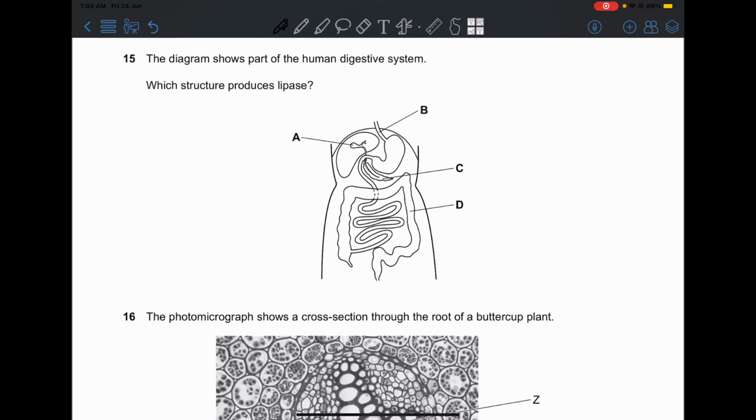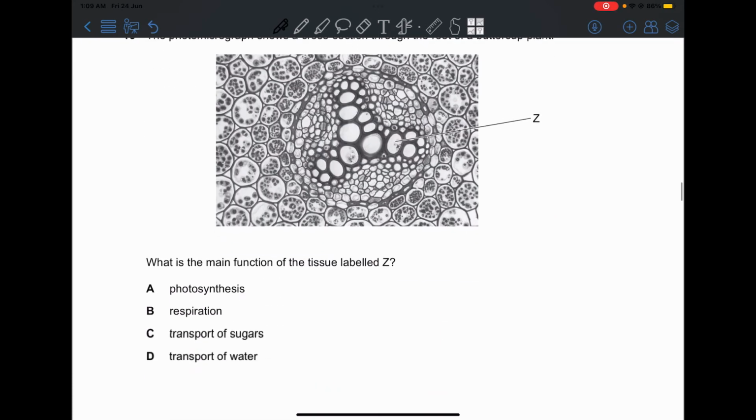Number 15, the diagram shows part of a human digestive system. Which structure produces lipase? Now we know that lipase is actually produced in the pancreas. So we're going to be choosing the arrow pointing at the pancreas. This is actually C.